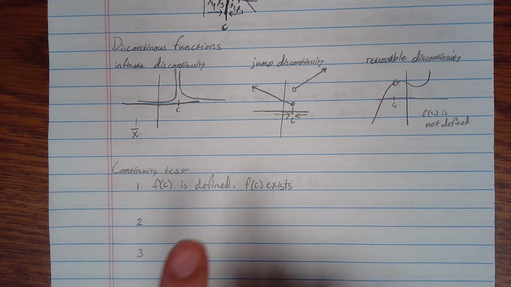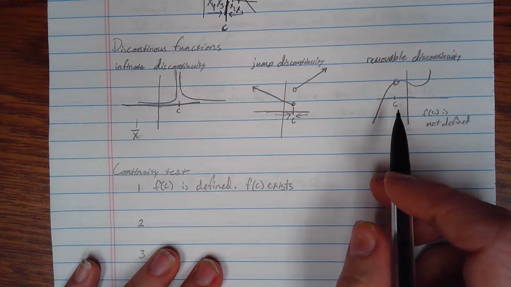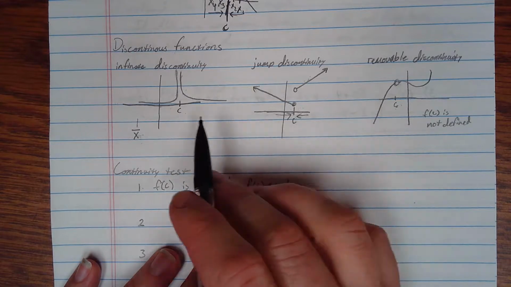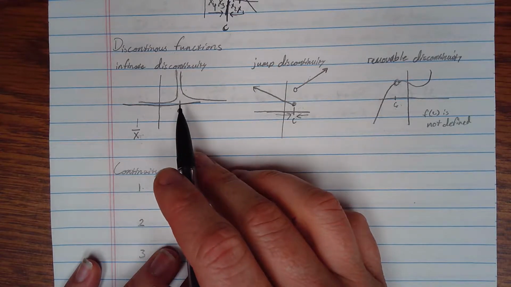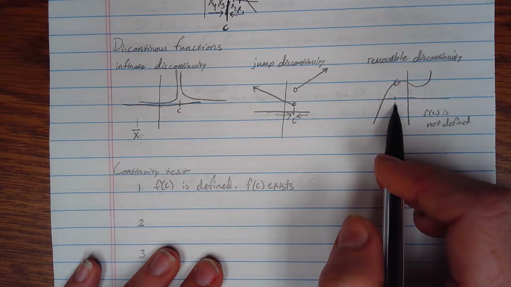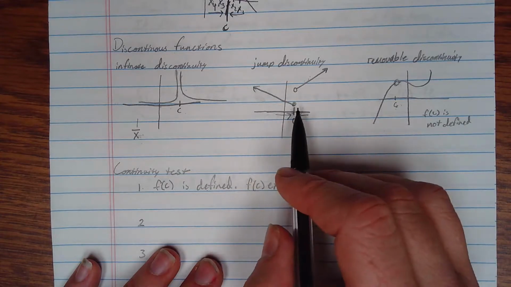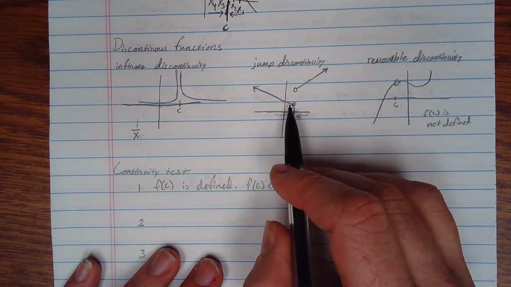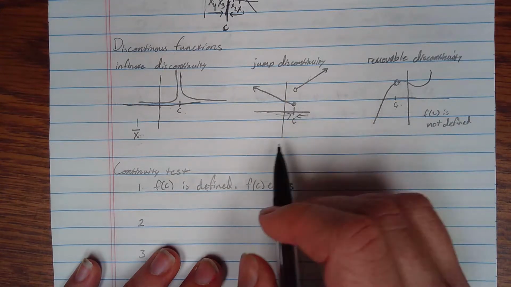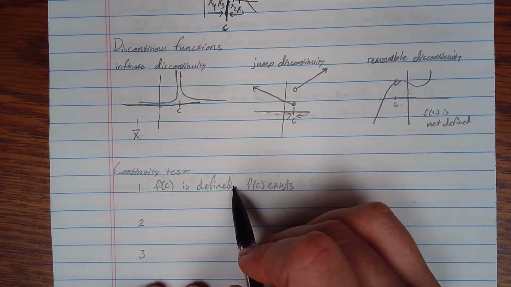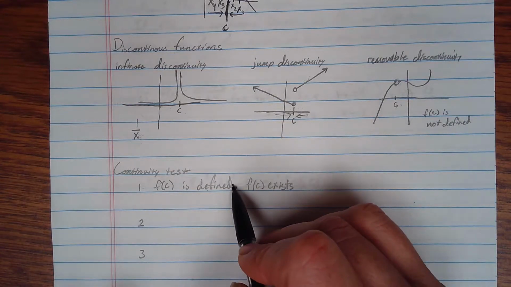Don't necessarily know for sure it's this one, or if it's this one, or if it's this one, because here there is no f of c. Here there's no f of c. Here, if I made this one a circle instead of a dot, there would be no f of c. So f of c has to be defined. If it's not defined, I've got my first problem.